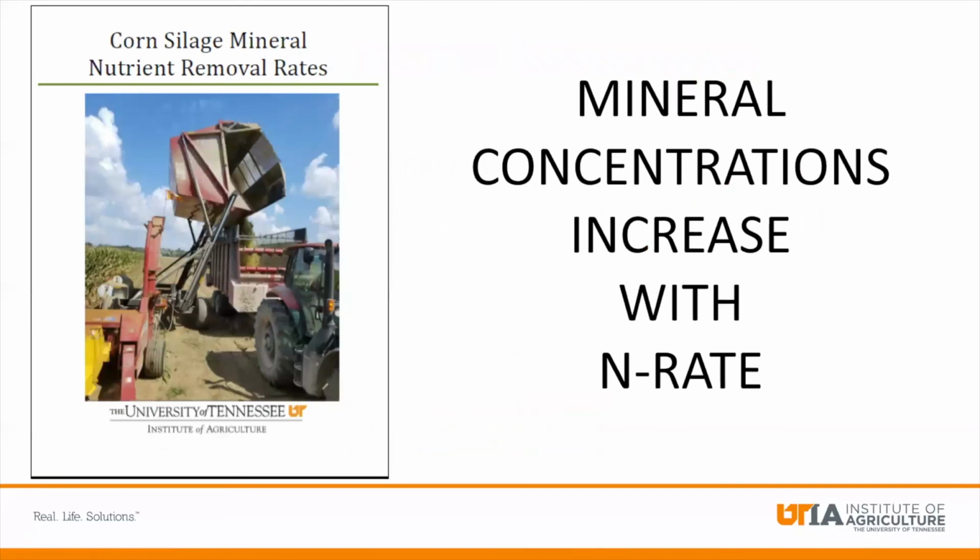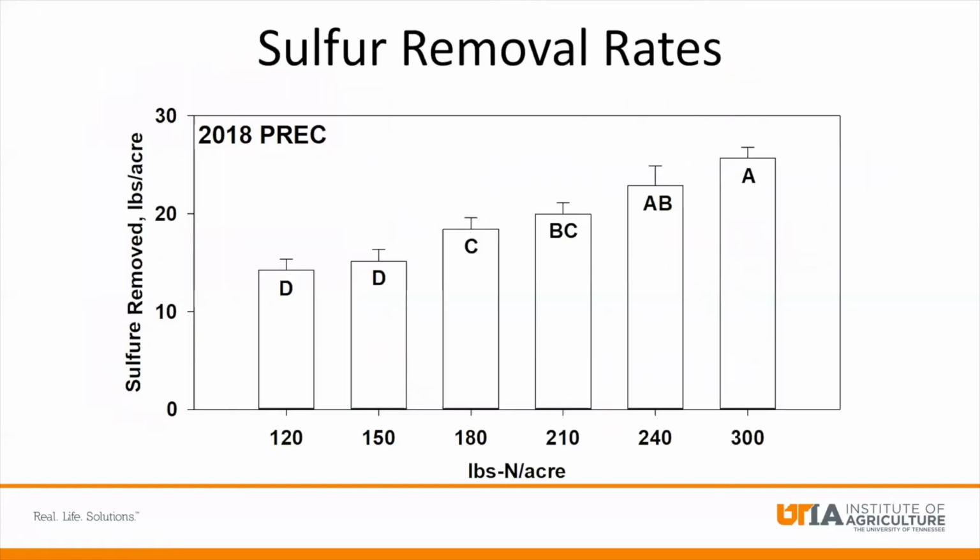One last thing I want to cover is a phenomenon that we have seen with some mineral nutrient concentrations, and I've alluded to that in a couple of the slides previously, and that is that they can increase with the nitrogen application rate. I'm going to show here the sulfur removal rates. So I've taken the sulfur concentrations of our corn silage, which tends to increase as the nitrogen application rate increases. So I have the sulfur removed here in pounds of sulfur per acre, and you can see that as the nitrogen application rate increases, the removal rate for sulfur increases significantly.